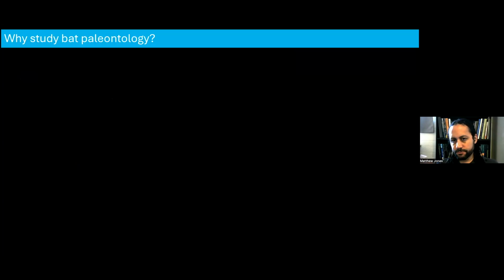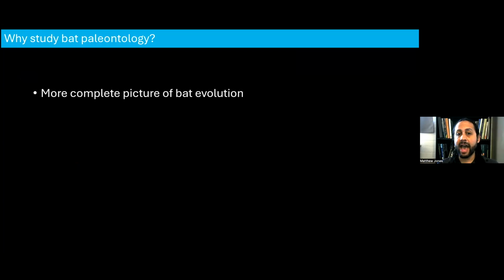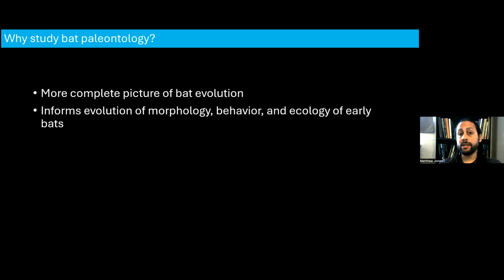So, why study bat paleontology? Hopefully, we've answered this question. It provides us a more complete picture of bat evolution. So we know of entire groups that are now extinct that have something to say about how some of these traits developed. It helps us understand both the morphology, the shape of these early bats, but also the behavior, the ecology, the diet of early bats, how they were partitioning their habitat, how they were exploiting various resources in their environments. And it's vital to understanding bat origins because at some level, the transitional bat is not preserved.